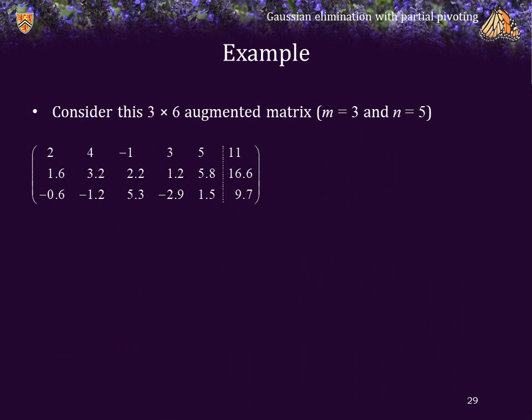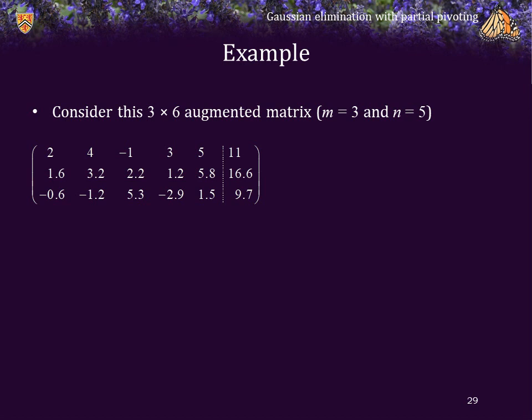Next, consider this 3 by 6 matrix. Here m is equal to 3 and n is equal to 5. We already know that the maximum rank of this matrix is going to be equal to 3, and n minus 3 is equal to 2, so there must be at least 2 free variables.